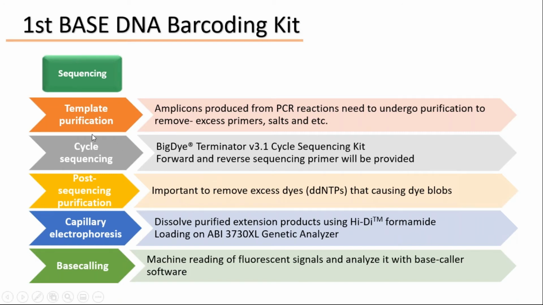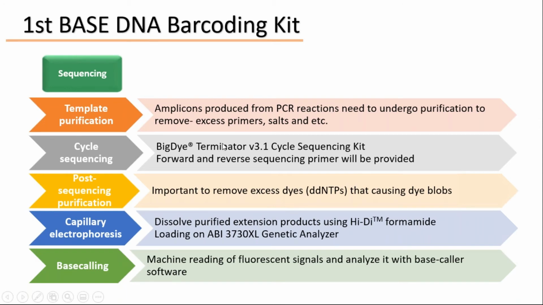After the purification, the following step will be the cycle sequencing. What is the cycle sequencing involving? Cycle sequencing involves the chemistry used in our sequencing, which is the BigDye Terminator version 3.1 cycle sequencing kit. We also use the forward and reverse sequencing primers provided in the kit, mentioned in the contents just now, to proceed accordingly.